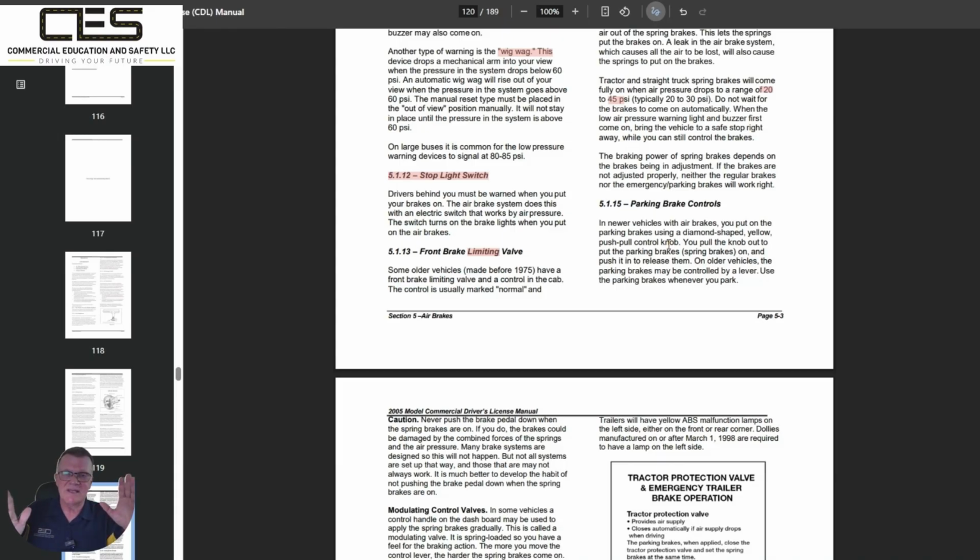What that does is send air to the chamber to compress that spring we were talking about. That's a lot of information, but in to go, out to stop. And it's mechanical pressure. It's not being held in place by air pressure. In newer vehicles with air brakes, you can put on the parking brakes using the diamond-shaped yellow push-pull control knob. You pull the knob out to put on the parking brakes, spring brakes, right? And push it in to release them.